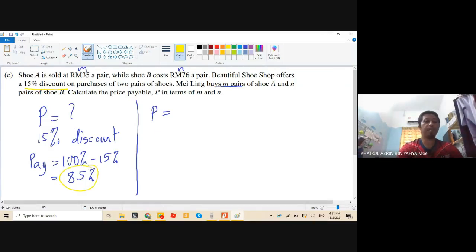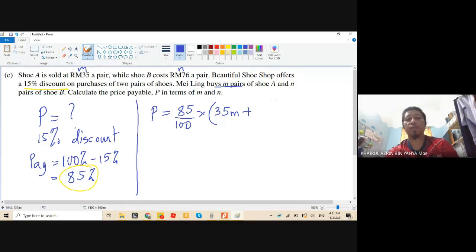We need to pay only 85%. So we can write as 85% or 85 over 100. 85 over 100 is 85%. Okay. Multiply with both of the shoes. Okay. For shoe A is 35 ringgit times with number of shoe A, M.